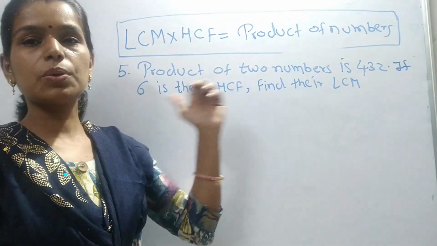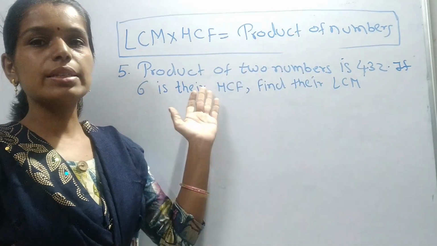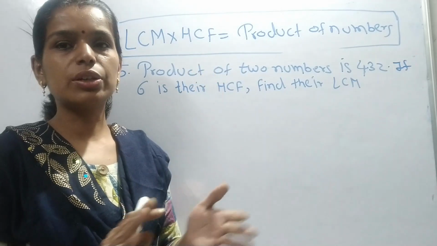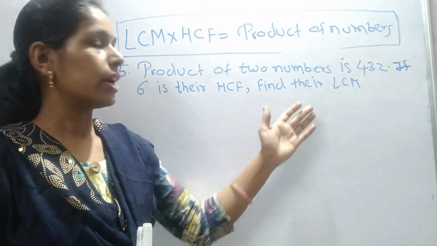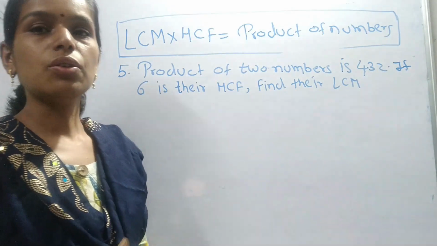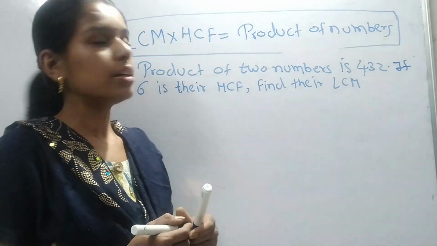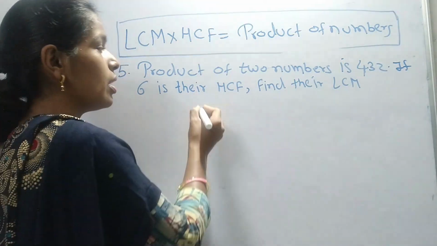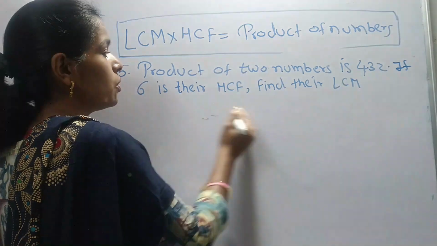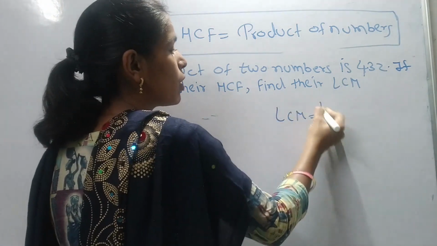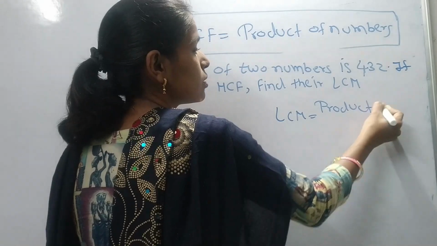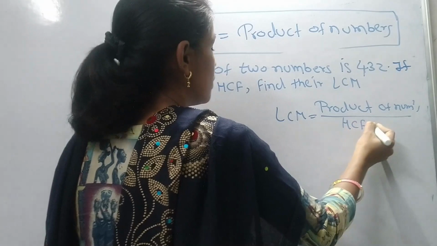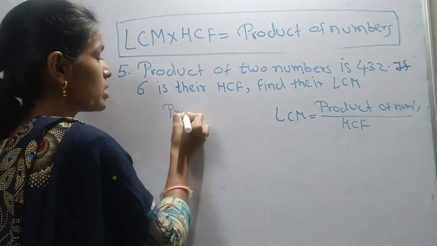Product of two numbers is 432. If 6 is their HCF, find their LCM. Now product is already given. There is no need to find the product. Also HCF is given and you have to find the LCM. Now you know how to find the LCM if the product of numbers and HCF is given. Just use the formula LCM is equal to product of numbers divided by HCF.